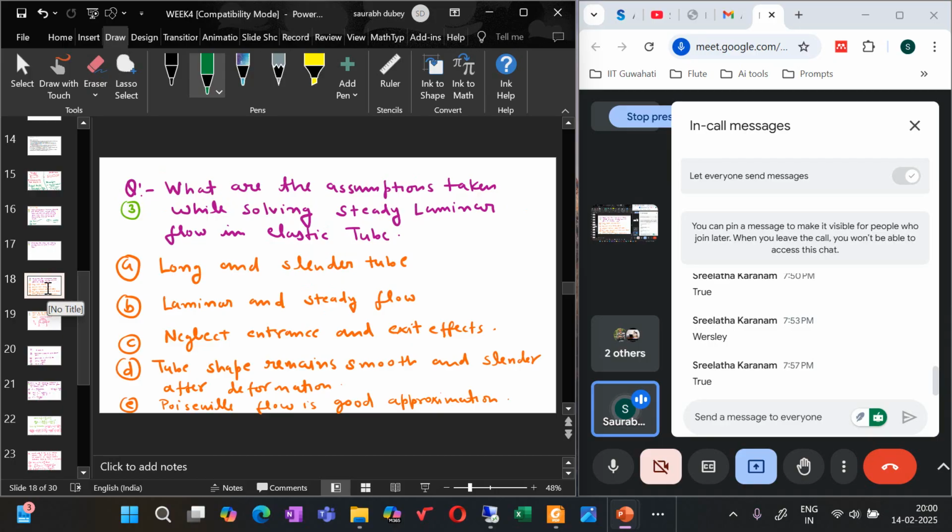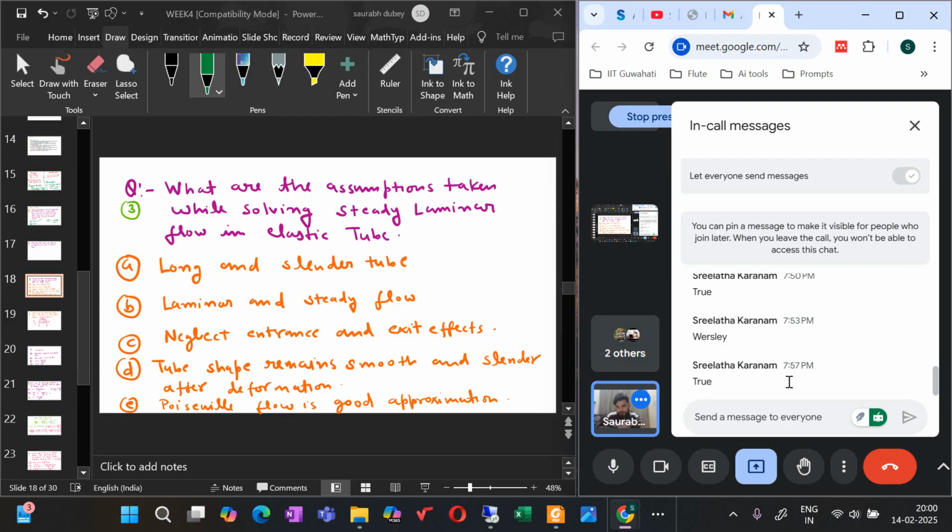So I will be actually first, this is a bit theoretical one. What are the assumptions taken while solving steady laminar flow in the elastic tube? So you have considered that your tube is elastic, right? And if your tube is elastic, it's actually following Hooke's law. So in that case, you have made some assumptions.